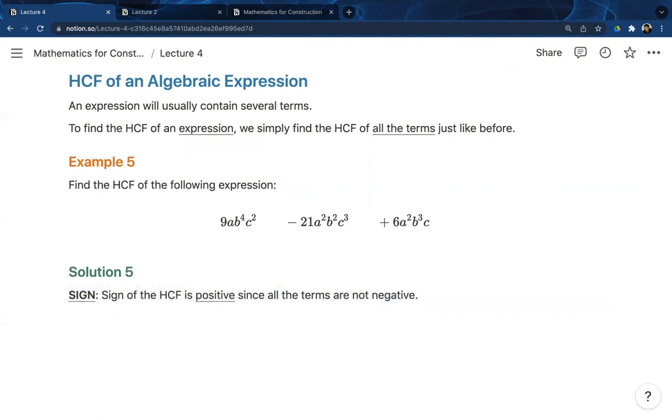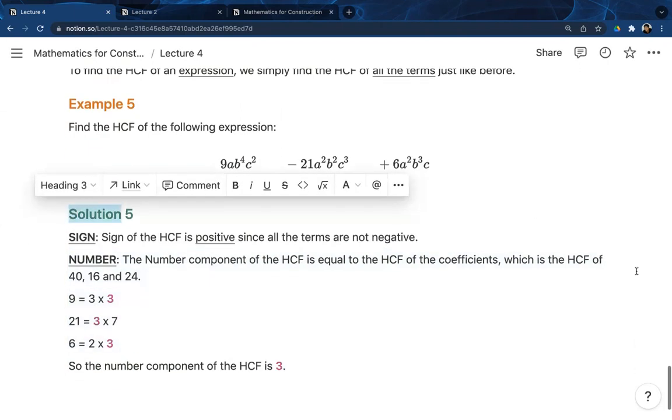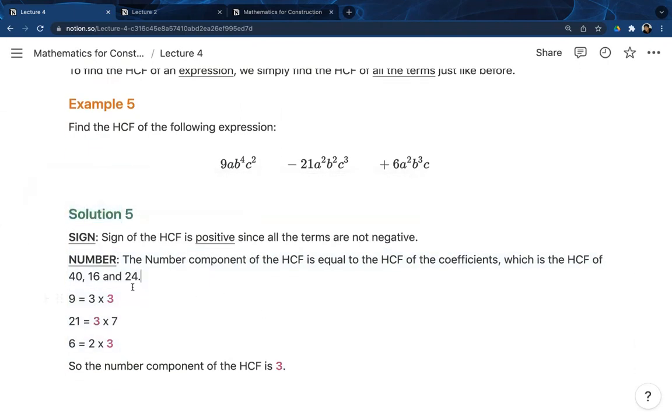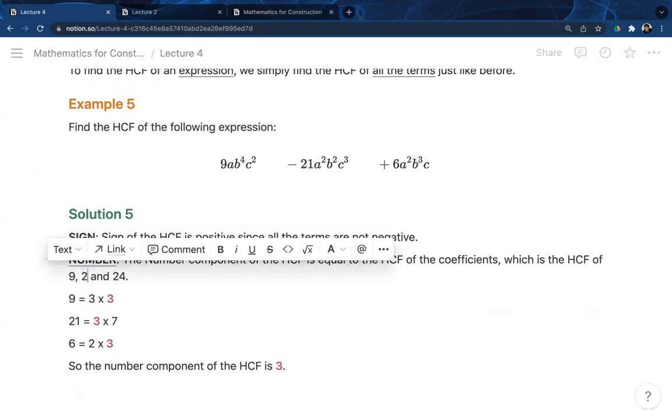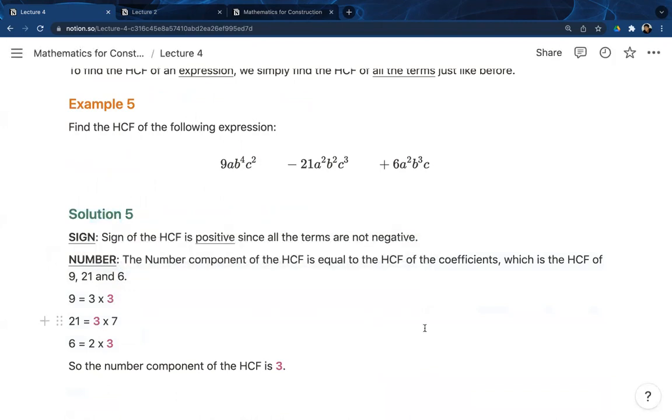What about the numbers 9, 21, and 6? What is the HCF of 9, 21, and 6? Again, prime factorization. 9, 21, 6. Right? 9 is 3 by 3, 21 is 3 by 7, 6 is 2 by 3. 3 is the only thing I'm seeing common here. So the number component of the HCF will be 3.